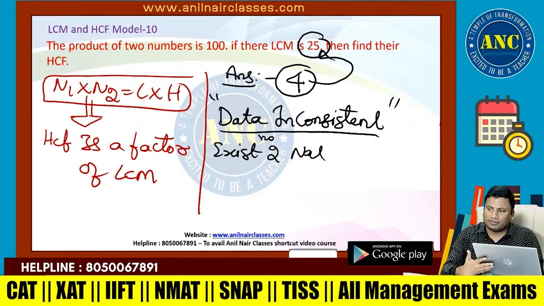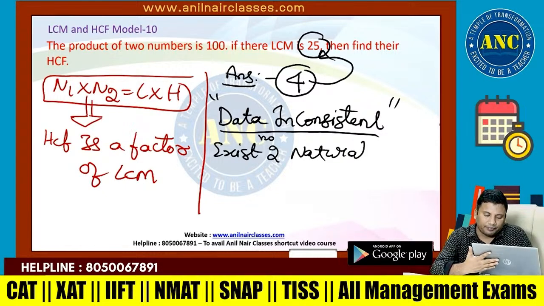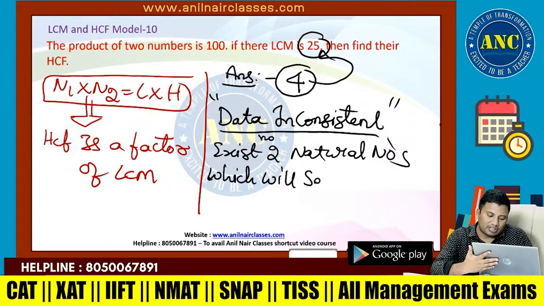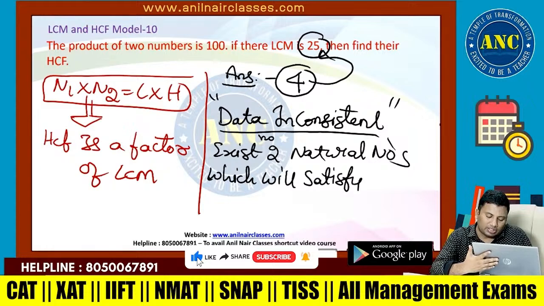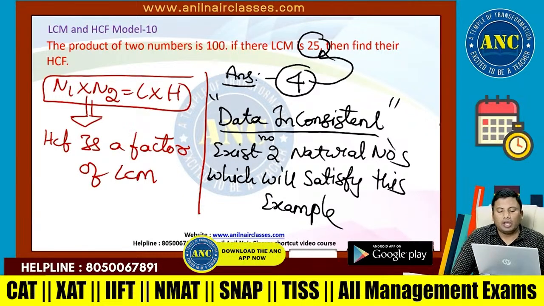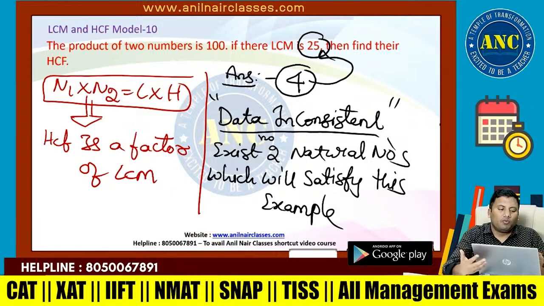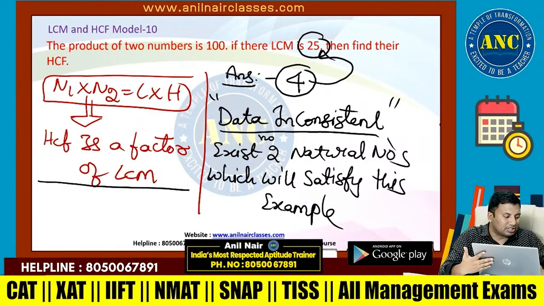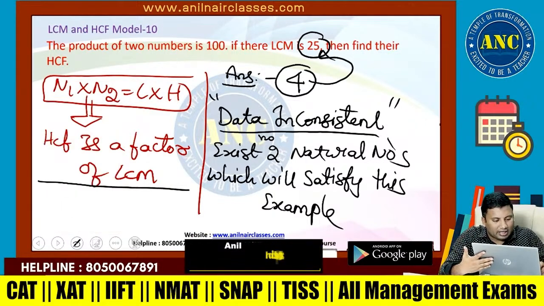There exist no two natural numbers which will satisfy this property. Right? Now see, data inconsistency. Why will it be data inconsistent?